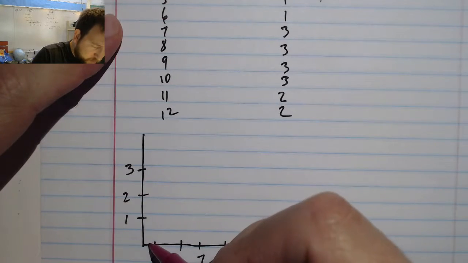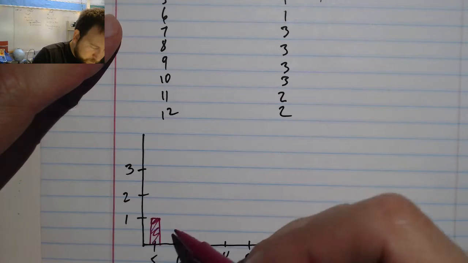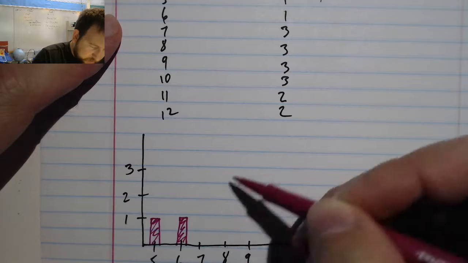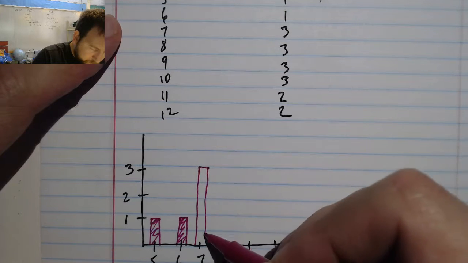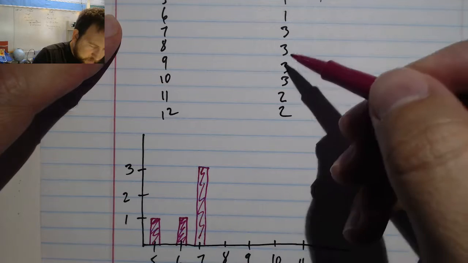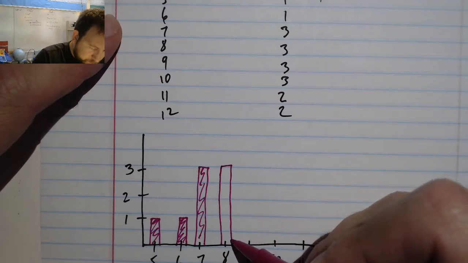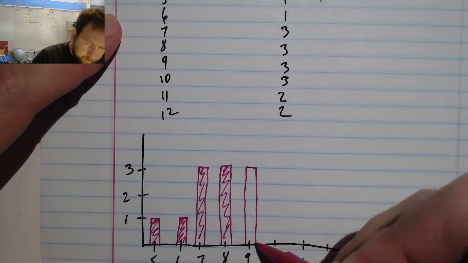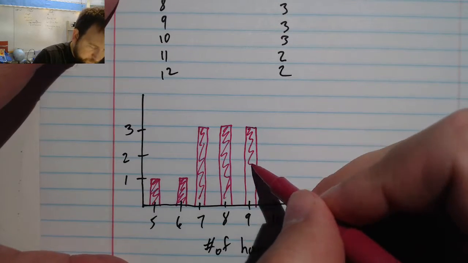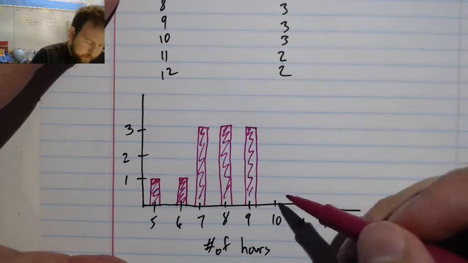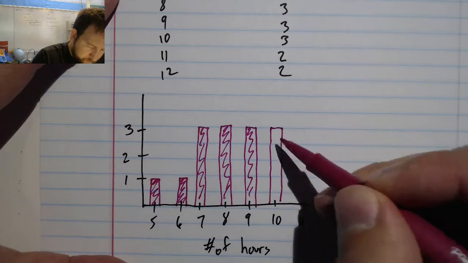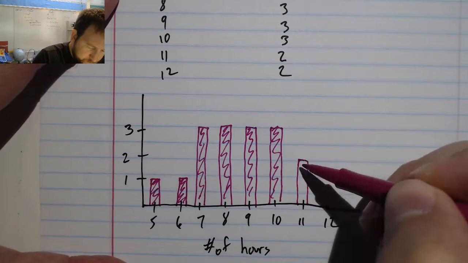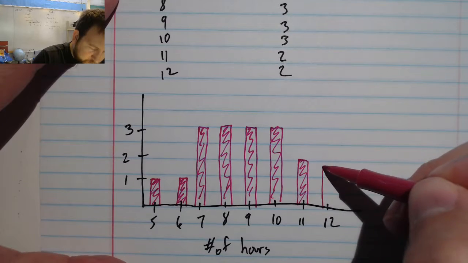And then from this point, it's pretty easy to build the table that I've got. My 5 goes up to a 1. My 6 is a 1. My 7 is a 3. My 8 is a 3. My 9 is a 3. Okay. My 10 is a 3. My 11 is a 2. And my 12 is a 2.